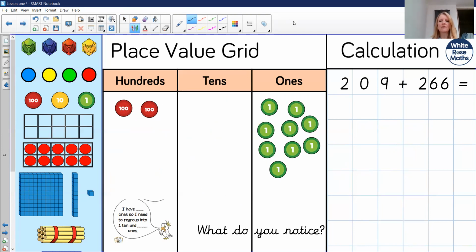Okay, here's one more for you to have a go at. No clues on the board this time. So 209 add 266. What do you need to start with? Place value headings, well done. Okay, then put your numbers into the column addition. Don't forget the add sign. And have a go on your own. Pause the recording while you have a go at that.